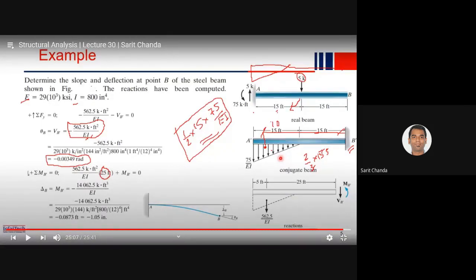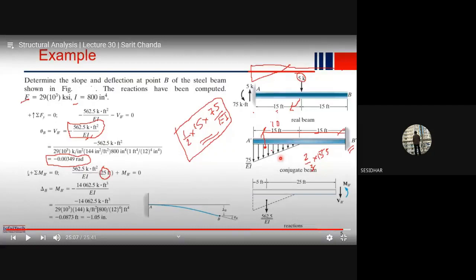Basically, what you are finding out is slope and deflection, right? Yes, sir. So in the conjugate beam method, how will you find slope and deflection? Sir, by drawing the bending moment diagram in the form of M by EI. Okay. You understood the method? Yes, sir.